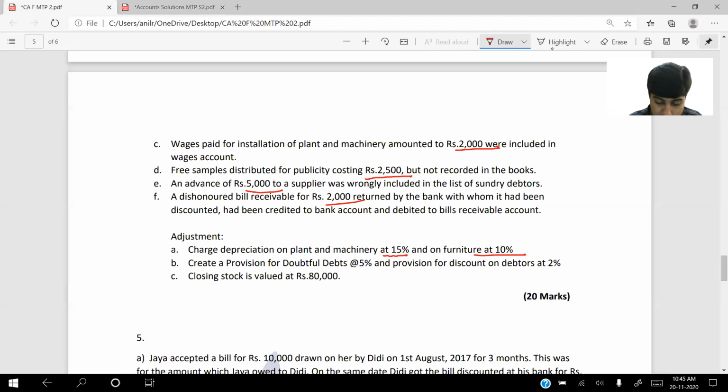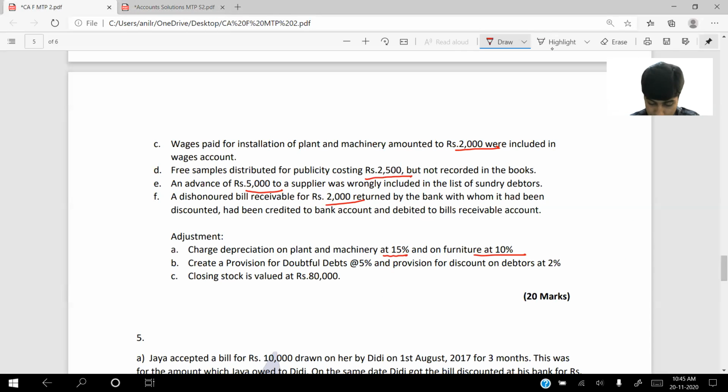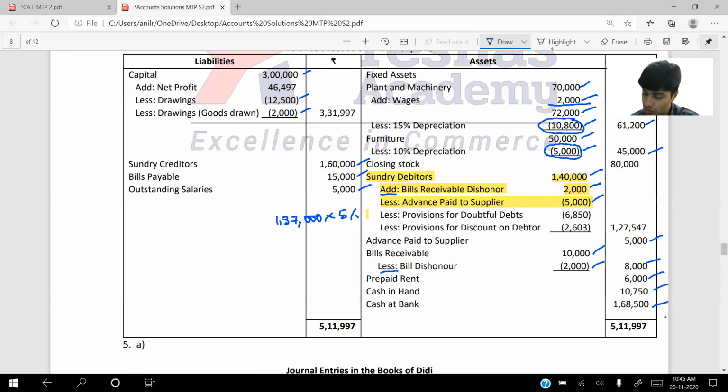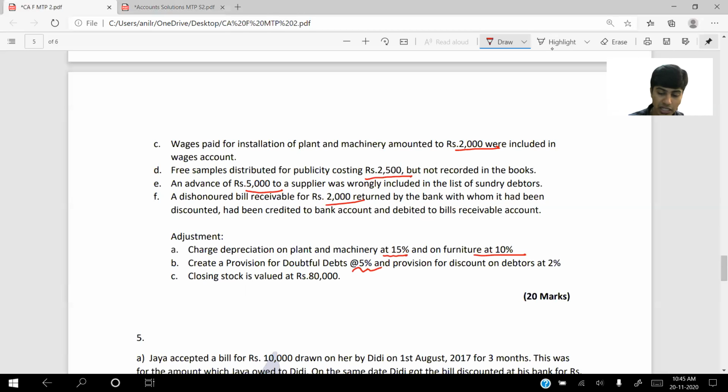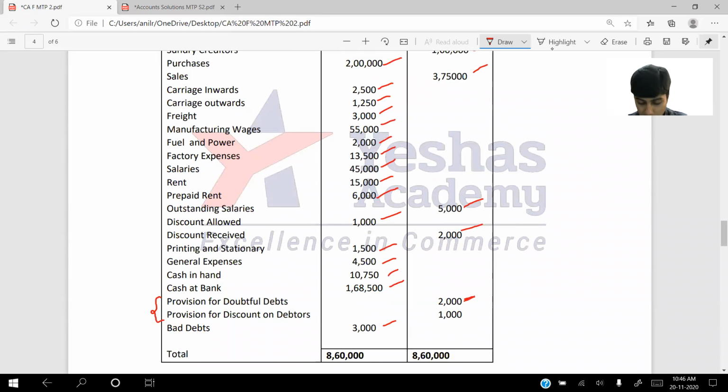Multiplied by how much percentage? 5%. It is to be maintained at 5%. Have a look, they've given it here. Provision at 5% comes to 6,850. So 6,850 rupees should be the provision. Am I right? Okay. But if you observe, there is some existing provision. How much is the provision here? 2,000. Okay, this is old. How much is the new provision?